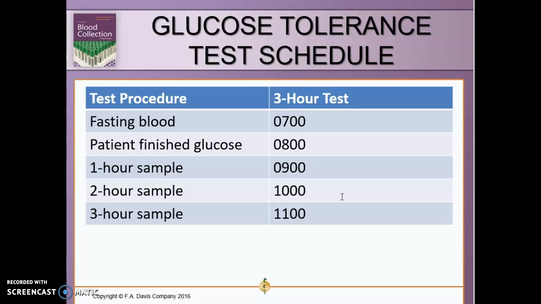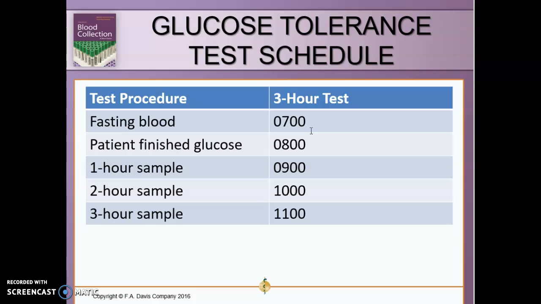The gray stopper tube is for samples collected with an oral glucose tolerance test. So we will use the gray stopper tube. Again, know these orders, know the times, and understand that.